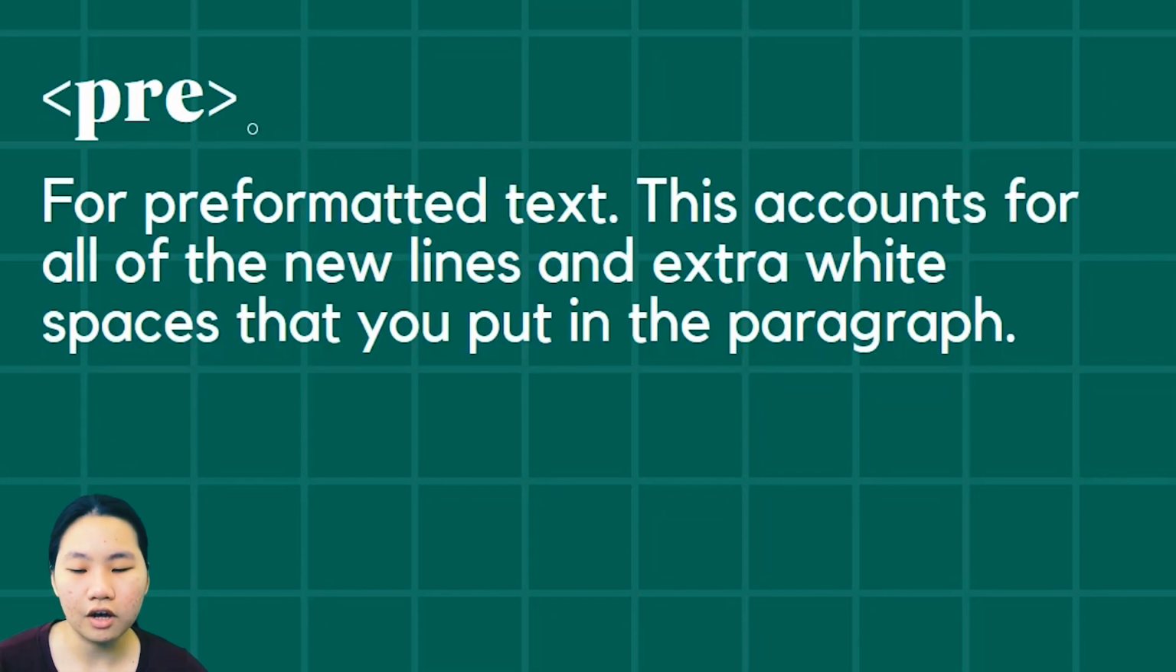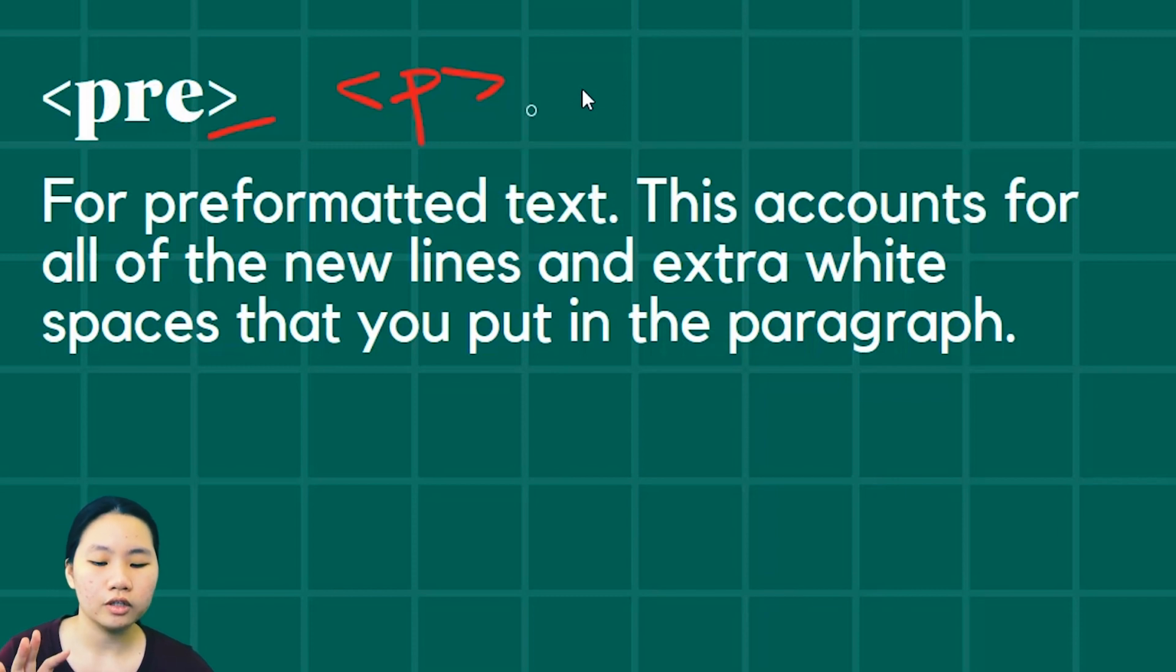Here's the introduction of a new tag, pre. So pre is very much like P, but it is for pre-formatted text. As I've mentioned before, any white spaces or new lines that exist in P will be ignored by the browser. However, if you put it in pre, or pre-formatted text, all of those white spaces, all of those lines will be accounted for, right?